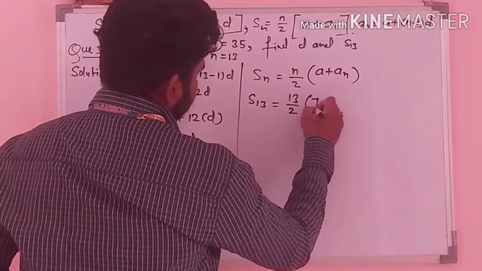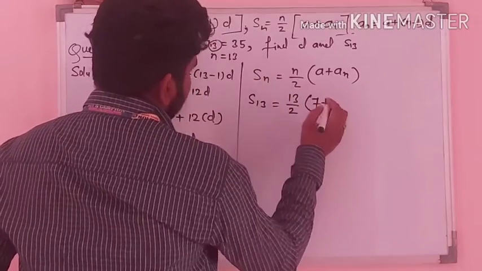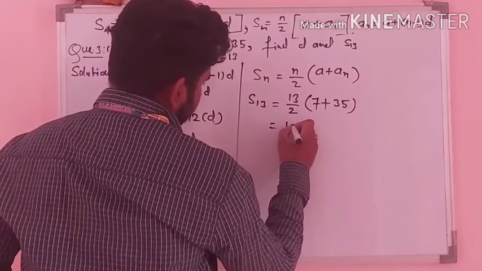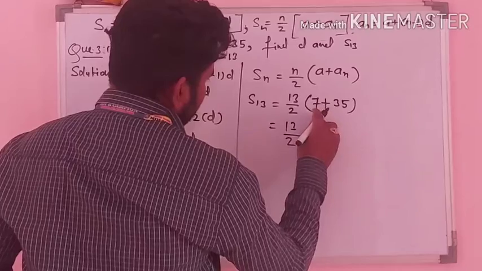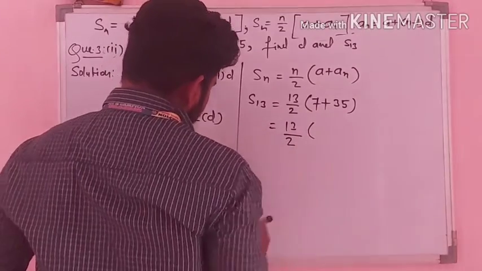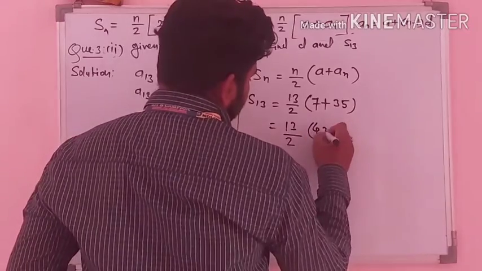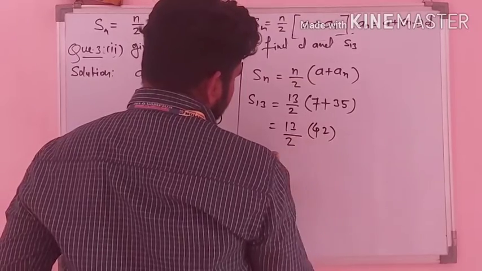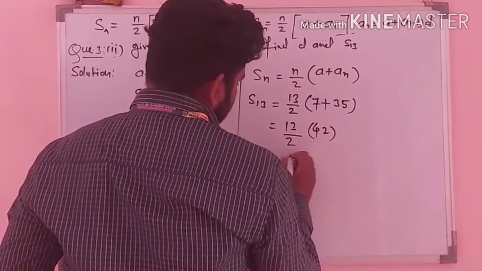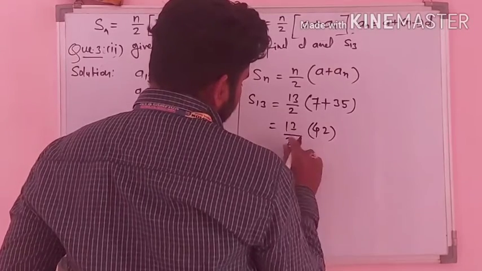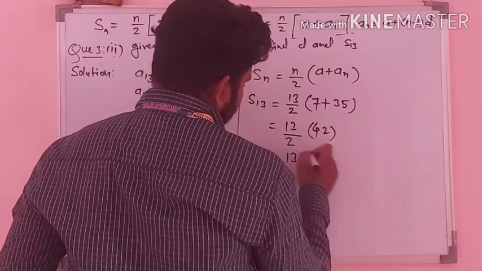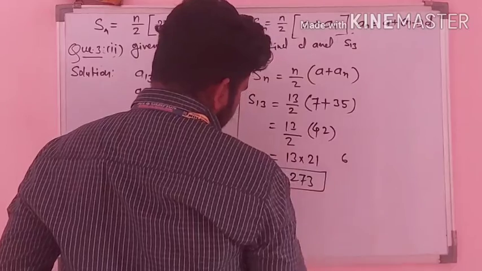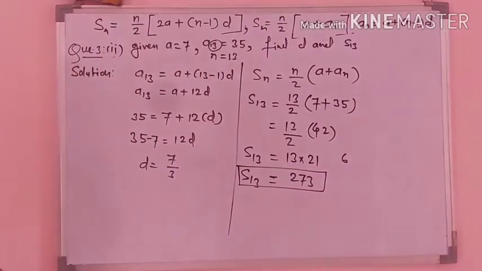Value of a is 7 plus value of d, which is 35. Okay, so we will find S13 by 2, and this one is 42. So we will find out S13 is equals to 13 into 2, 2 ja 4, 2 1 ja. So this is our answer. S13 is equals to 273.